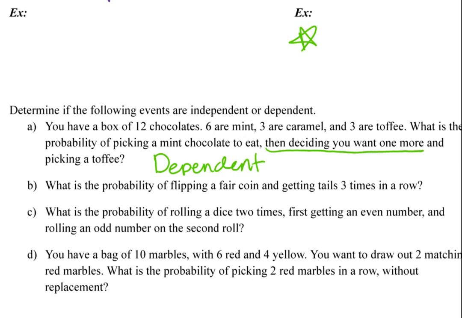B, a totally different situation. It says, what is the probability of flipping a fair coin, like a quarter or something, and getting tails 3 times in a row? So the question we've got to think is, is the first flip going to change the second one and the third one? Does anything change between flips? And hopefully you're thinking, no, it's just the same every time. And so this one is independent.